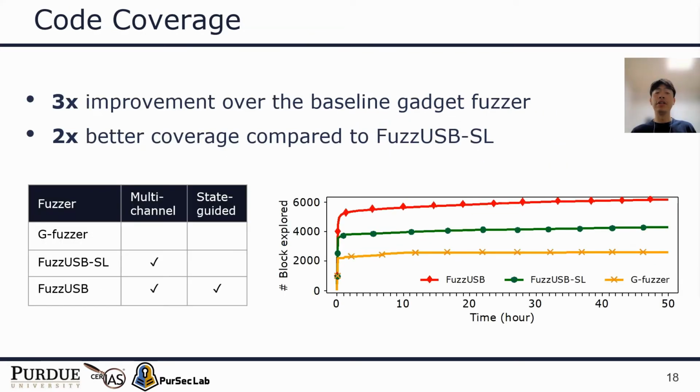We evaluate the code coverage enhancement of the USB gadget stack. To highlight the effectiveness of FuzzUSB's features, we additionally define 2 gadget fuzzers and compare the results. First, GFuzzer is a baseline gadget fuzzer that does not know about either state guidance or multiple input channels. FuzzUSB-SL is a stateless version of FuzzUSB, so it disables the state-guided mutation, but multi-channel input mutation remains. The result is that FuzzUSB showed 3 times improvement over GFuzzer in coverage and 2 times better coverage over FuzzUSB-SL, which implies multiple input channels and stateful input generation are essential for USB gadget stack fuzzing.